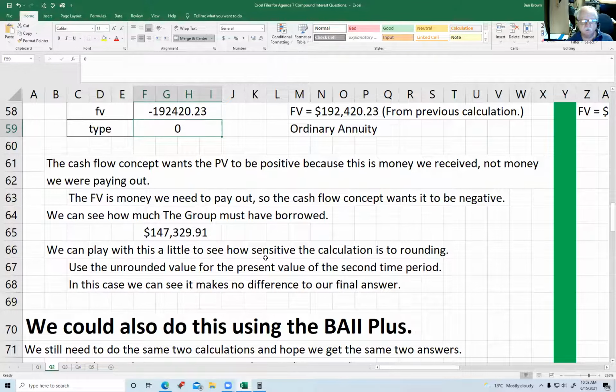I played with it a little here to see how sensitive this was to rounding. I used the unrounded value for the present value and the rounded value, and it made no difference to the final answer. So good to check whether it does or not.